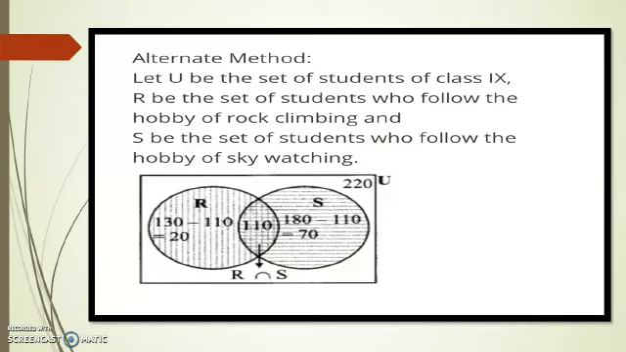Alternate method, it is by the help of a Venn diagram. 130 students' hobby is rock climbing, which includes 110 students who follow both the hobbies. So students who follow the hobby of rock climbing only is 130 minus 110, that is 20. Similarly, 180 students' hobby is sky watching, which includes 110 students who follow both the hobbies. So, students who follow the hobby of sky watching only equals 180 minus 110, which is equal to 70.